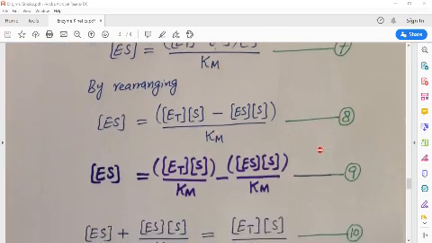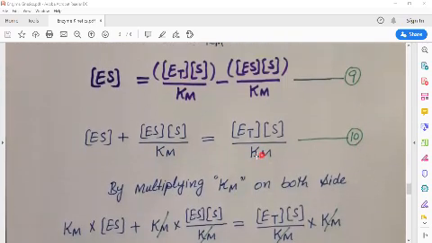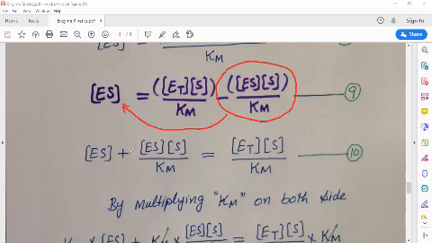This is equation 8. We can also write enzyme substrate concentration is equal to Et into substrate concentration divided by Km minus ES into S concentration divided by Km. This is equation 9. Now, we can shift this negative value to the other side of the equation. Then we can write enzyme substrate concentration plus ES into S divided by Km, that is equal to Et into S divided by Km. This is equation 10.